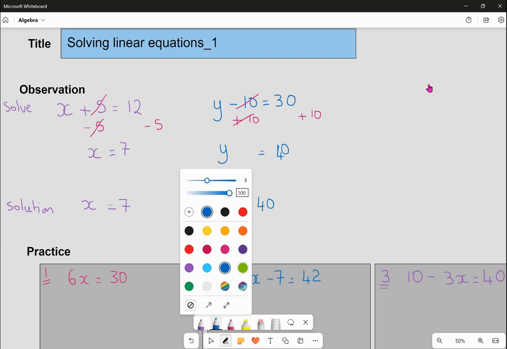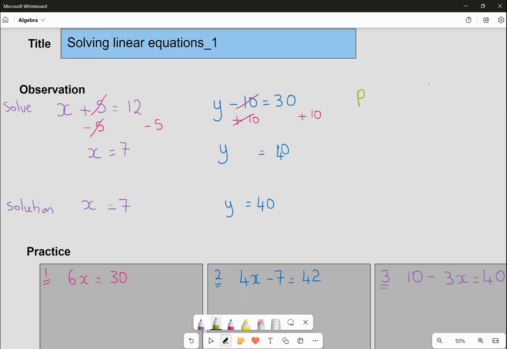Okay, let's try another one. This time we have, let's say, p over 5 is equal to 25. Now here, the p is being divided by the 5, so we know that the p must be bigger because you have to divide it by 5 to get 25. So again, we do the opposite.